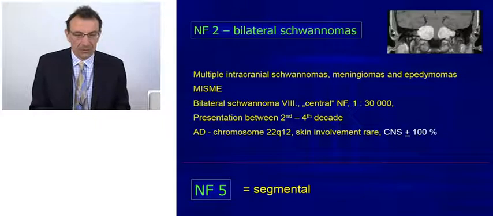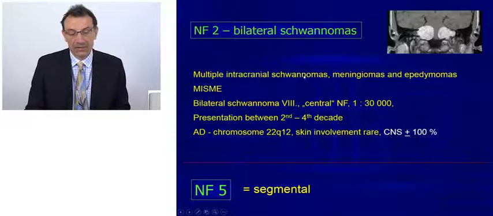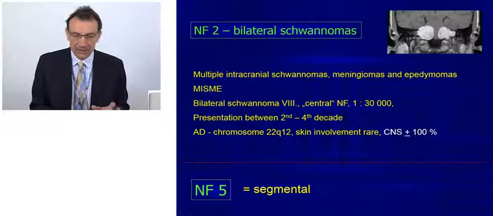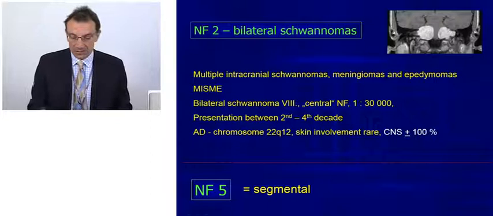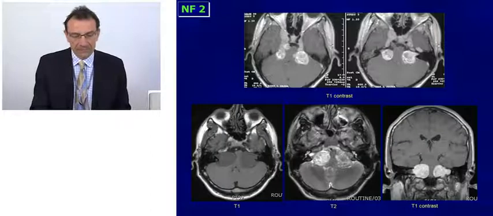Neurofibromatosis type 2 is typically bilateral schwannomas of the 8th cranial nerves. This is MISME: multiple intracranial schwannomas, meningiomas, and ependymomas, which is quite typical. And which is important, this neurofibromatosis is called central because, as you can see, the involvement of the central nervous system is almost 100%. So it's quite more interesting for neuroradiology. Indeed, and the typical image here, T1 weighted image after the contrast, shows bilateral tumors.